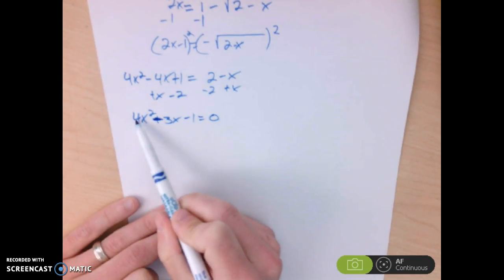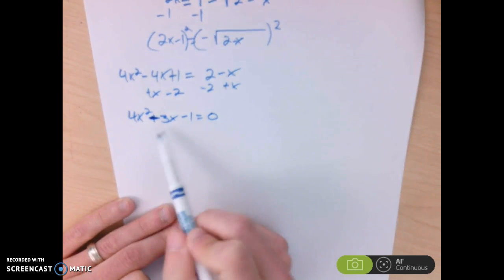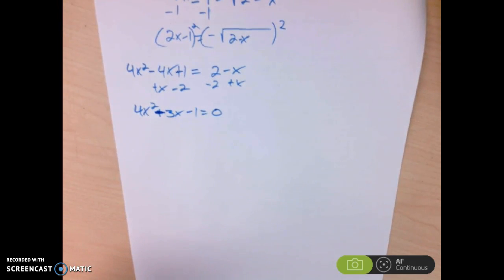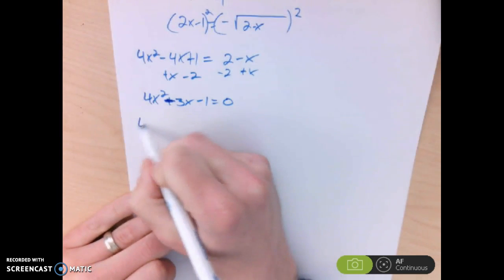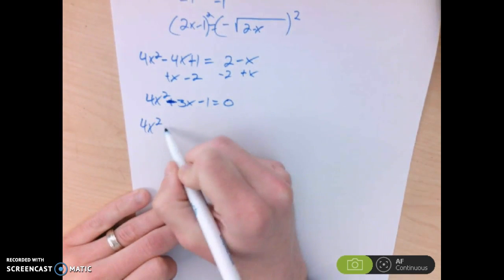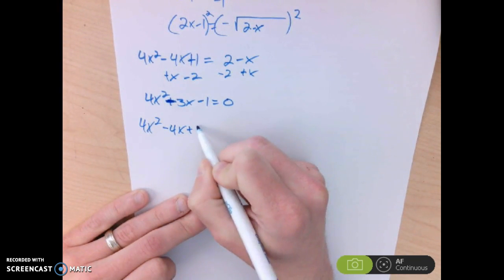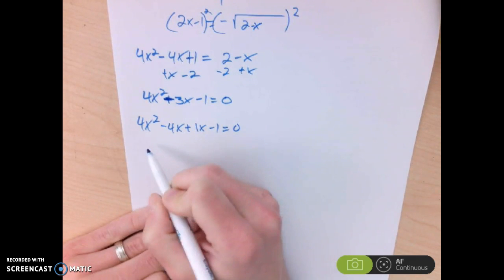So do I have factors of negative 4 that add up to negative 3? I think I do. I think it's negative 4 and positive 1. So I have 4x squared minus 4x plus 1x minus 1 equals 0.